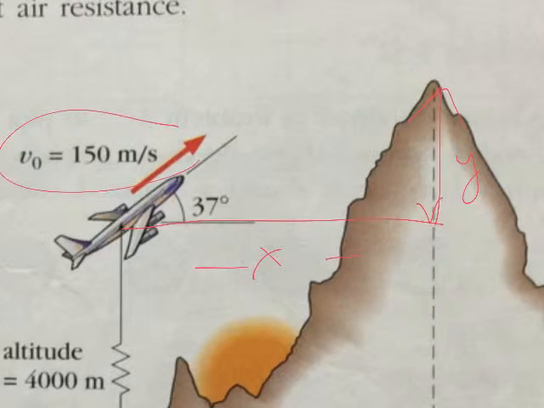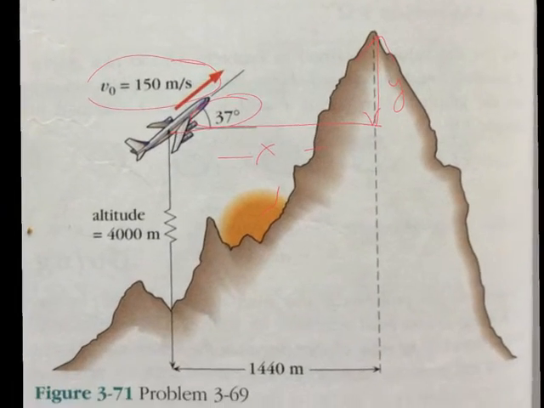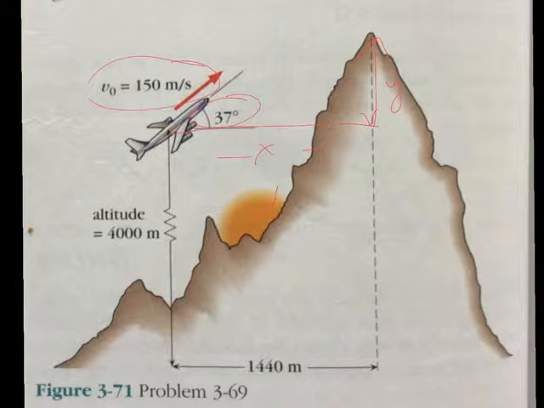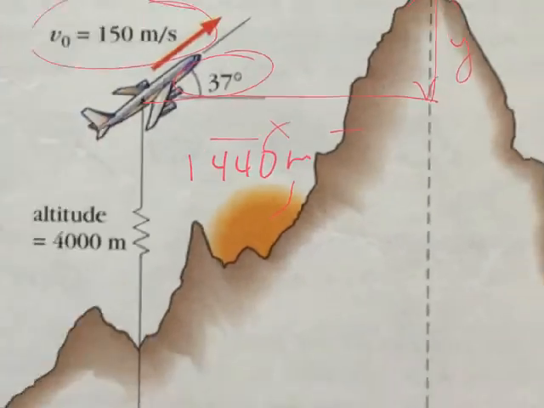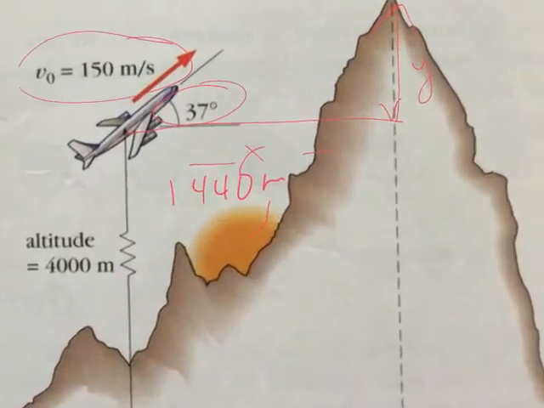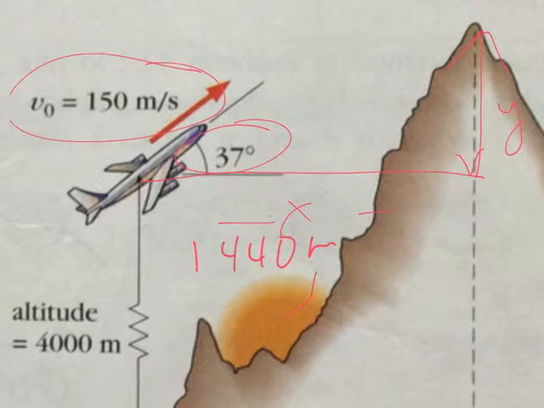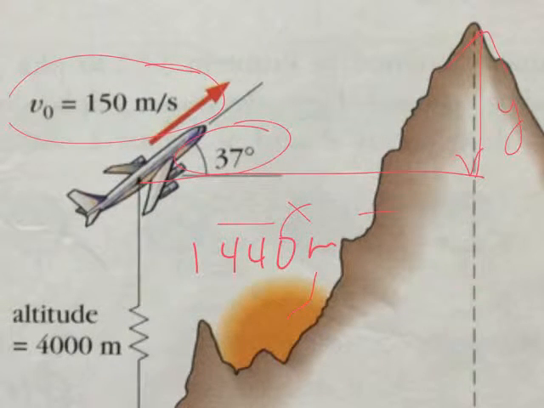So we have an initial velocity, and we have an angle. We know that this X is 1440 meters, and we're just looking for that Y. We know the mountain's height, right? What is the mountain's height? So 4,000, so is this 450 meters? Okay, so we have X, we have Y, we have V0 there.